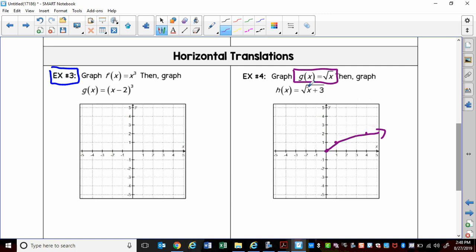Now, when the plus 3 is underneath the square root like this, we're going to do the opposite, right? So this is going to be minus 3, or to the left 3. 1, 2, 3. This is going to be the initial point. And then remember we went up 1 over 1, and then up 1 over 1. And this is the transformation.